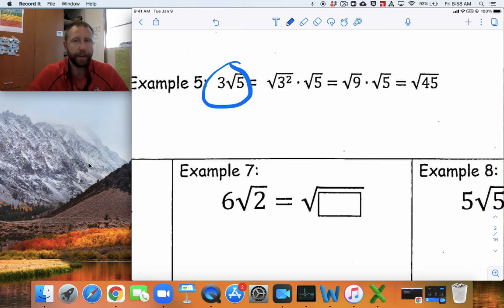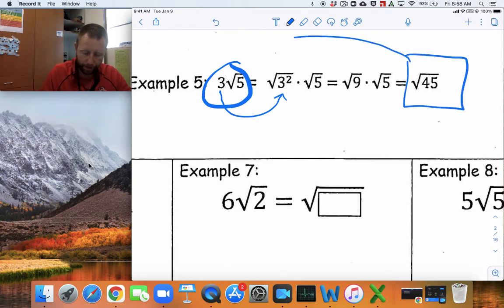Well, to figure that out, you take the number that was in front of the radical and you square it to put it back under the radical. So 3 squared is 9. I've got radical 9 times radical 5, and that equals radical 45. So really, this was the original problem, and this was the answer. We're just working backwards.